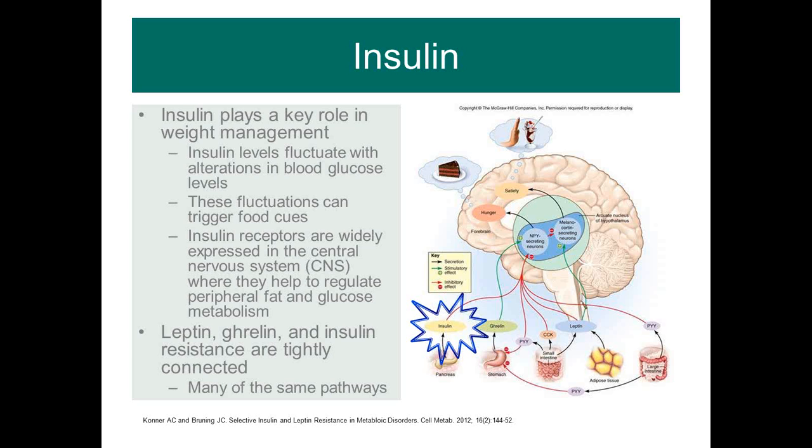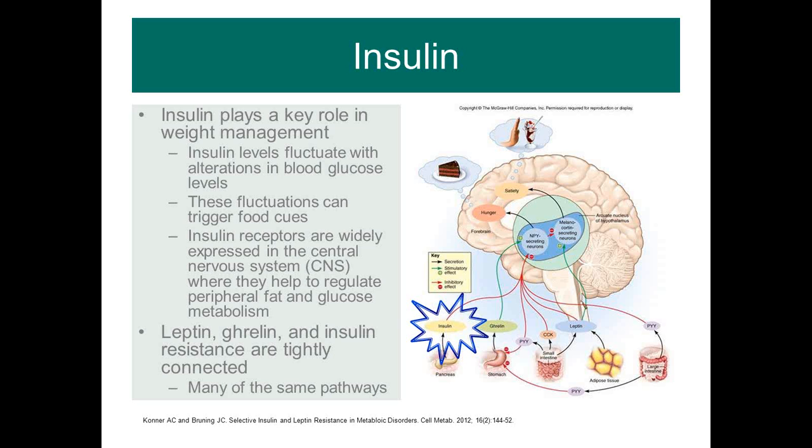Insulin, of course, plays a key role in weight management, as we see in situations like metabolic syndrome, type 2 diabetes, things of this nature, and they fluctuate with alterations in blood glucose level. These fluctuations can trigger various different food cues, and insulin, as it is circulating through the body, also interacts with the various neurons in the hypothalamus to help regulate peripheral fat and glucose metabolism.